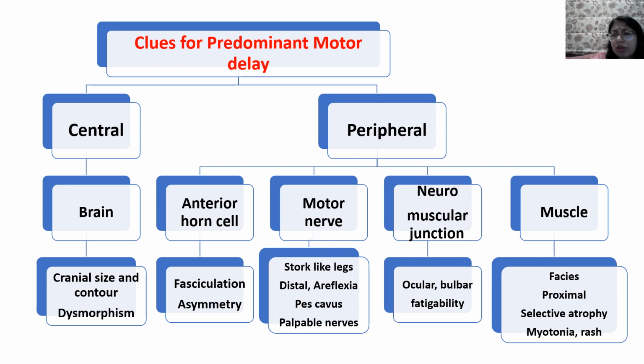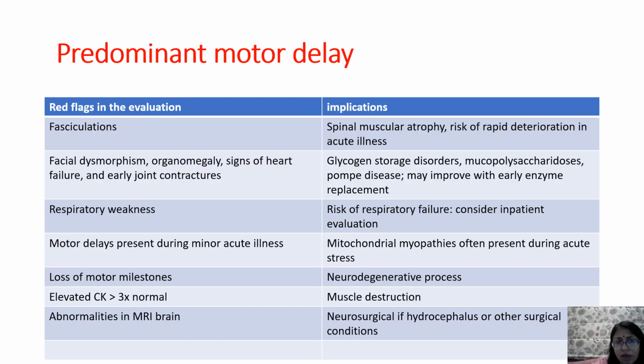If it is a neuromuscular junction issue, that will have manifestations like ocular involvement, bulbar involvement, and fatigability. In muscle involvement, we may have pointers like selective atrophy or selective hypertrophy, proximal more than distal weakness, and some amount of preserved reflexes. So red flags: fasciculation, think SMA. They may deteriorate rapidly in acute illness.